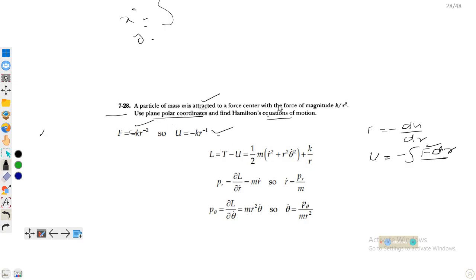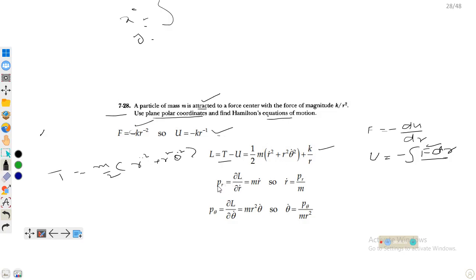You know that the particle is in two dimensions, so its kinetic energy will be T equal to m over 2 times r dot squared plus r squared theta dot squared. We have done this calculation earlier, and the potential energy is as found. So we put this in the Lagrangian: m over 2 times r dot squared plus r squared theta dot squared minus the potential energy. This minus becomes positive, so it will be plus k over r.